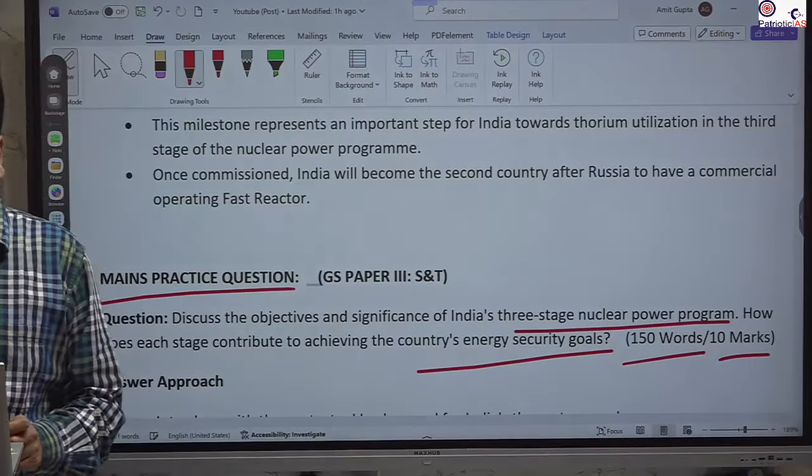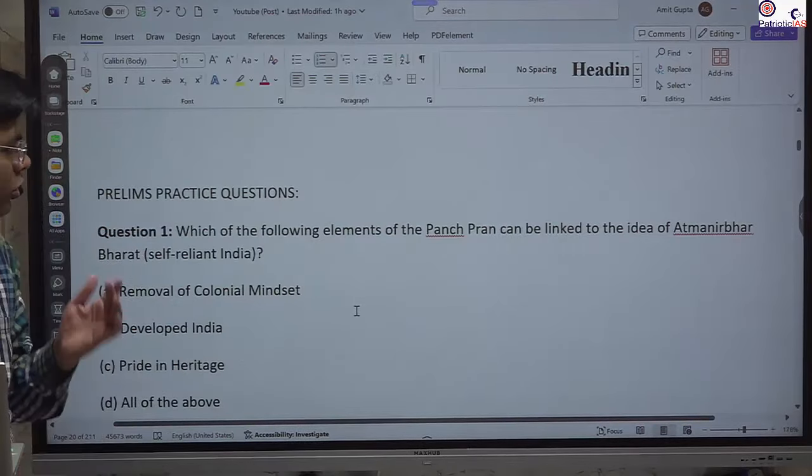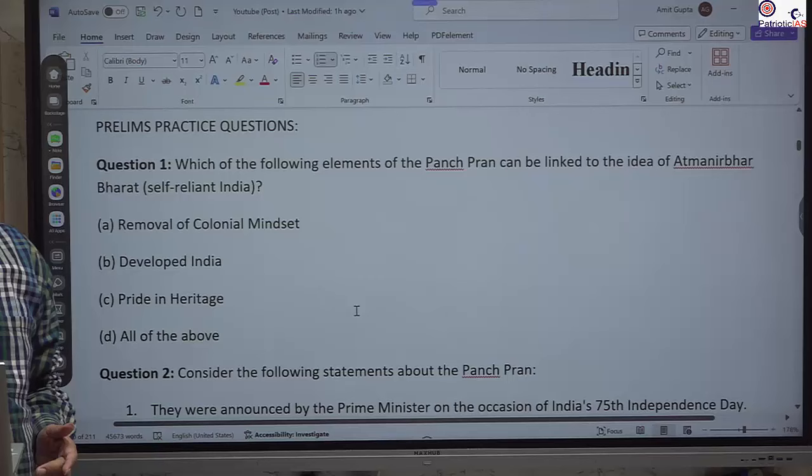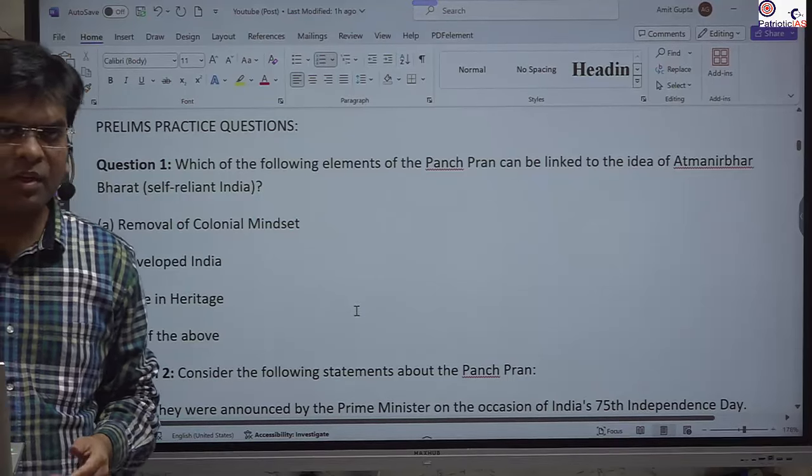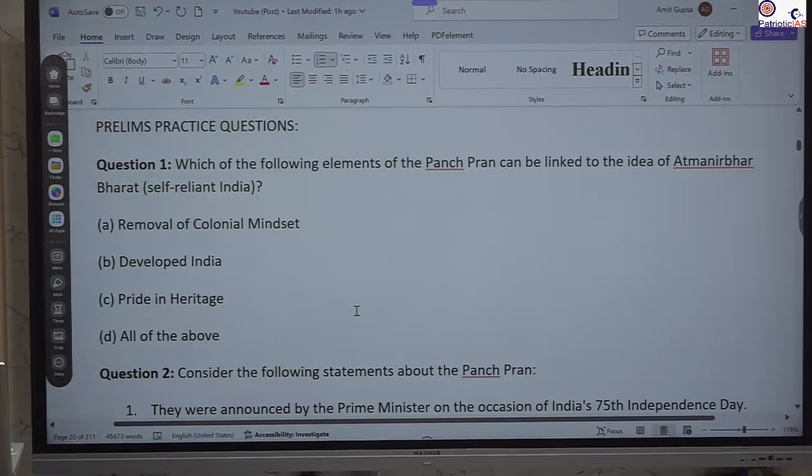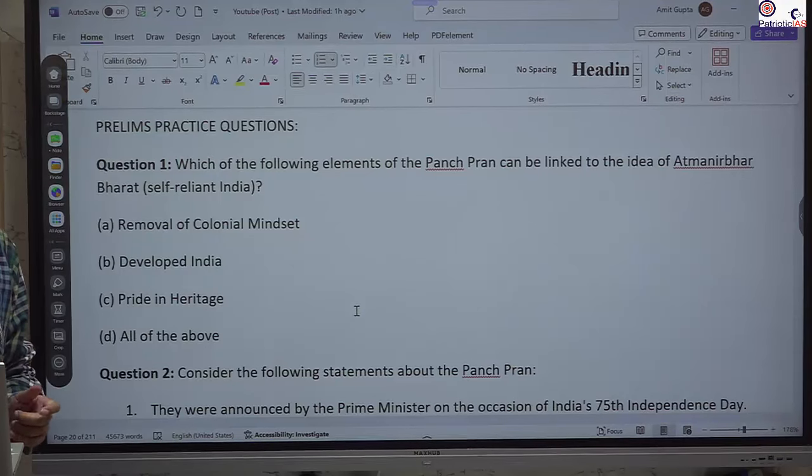Let's solve some questions from the prelims perspective from the topics we have covered. Please solve the first question. Which of the following elements of the Panch Pran can be linked to the idea of Atmanirbhar Bharat, self-reliant India? A. Removal of the colonial mindset. B. Developed India. C. Pride in heritage. D. All the above. Please answer in the comment box.